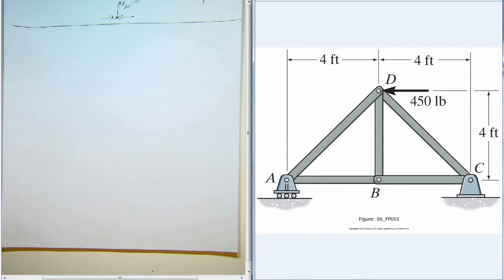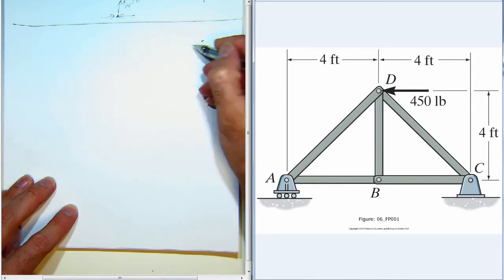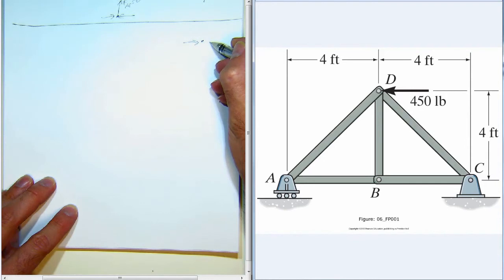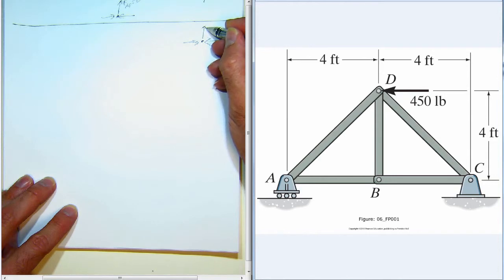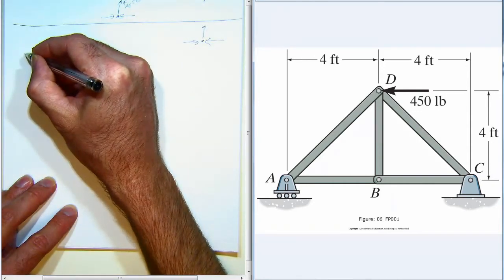And which joint do we want to start with? Oh, well, before we start, we should identify any zero force members. So can you spot a zero force member in this truss? Okay, the way the truss is loaded now, if we look at B, member BD is a zero force member because we have AB and BC are parallel, and then BD is a zero force member because there's no other force applied to that joint. So let me just redraw the truss without member BD.